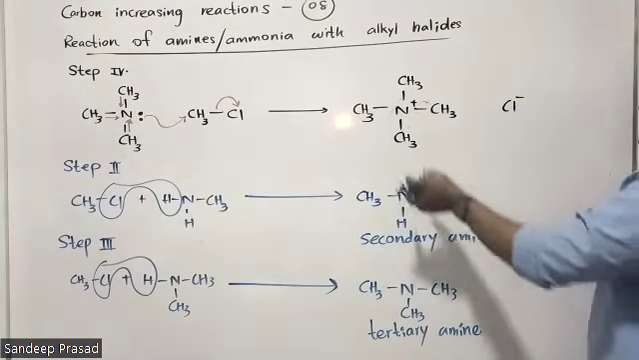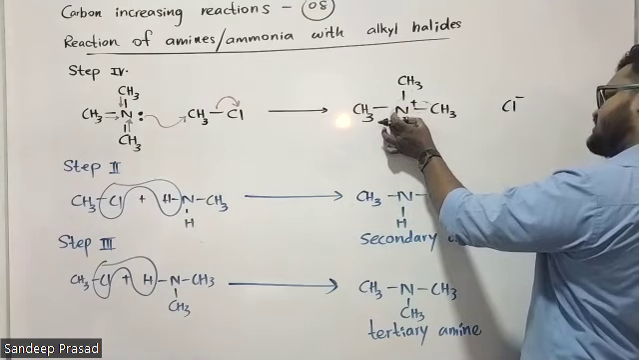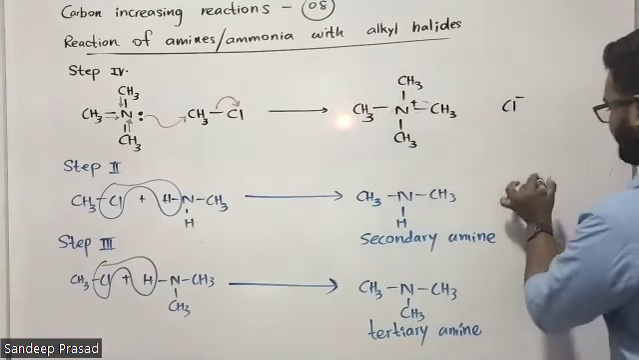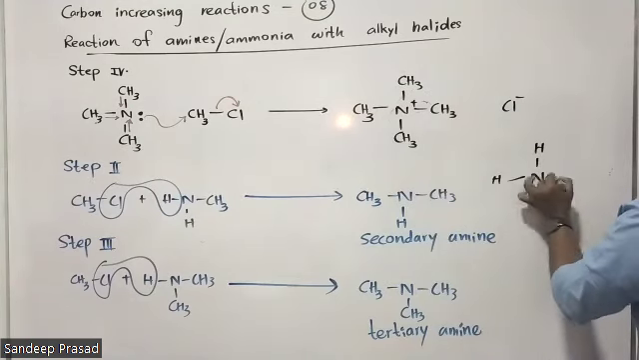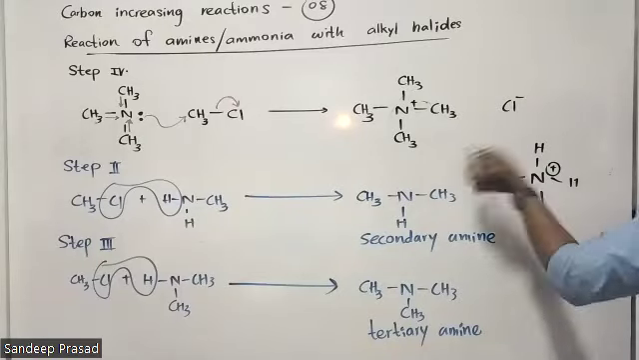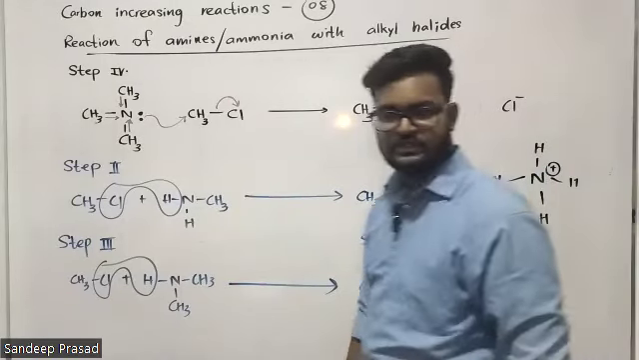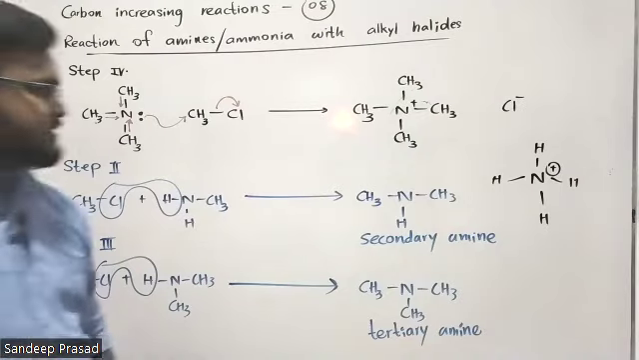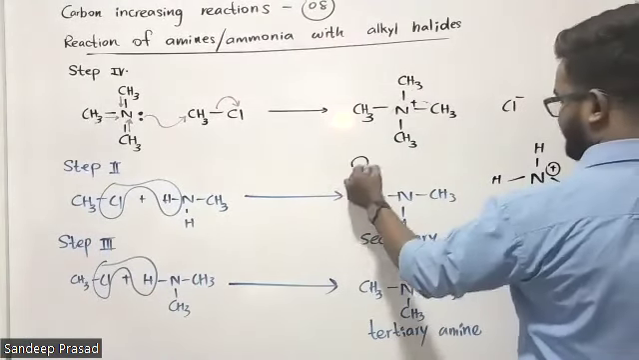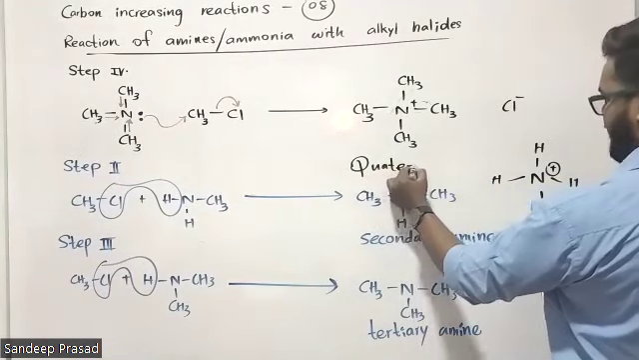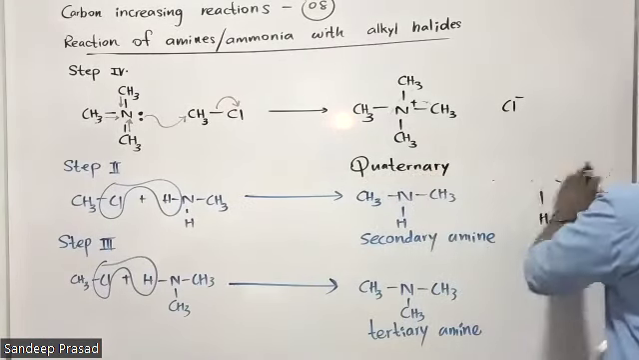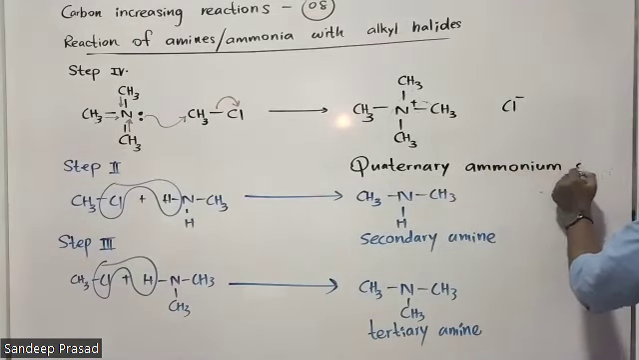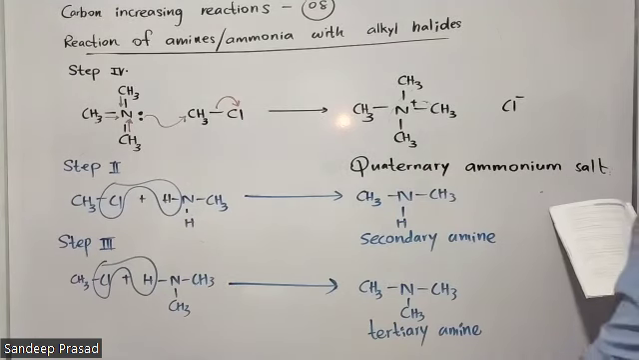So what is this actually? Nitrogen is positively charged, a cation. Can you remember the ammonium cation? Nitrogen is connected to 4 hydrogens. Same kind of thing. Remember, students, this kind of compound is known as a quaternary ammonium salt. Quaternary ammonium salt. Okay.